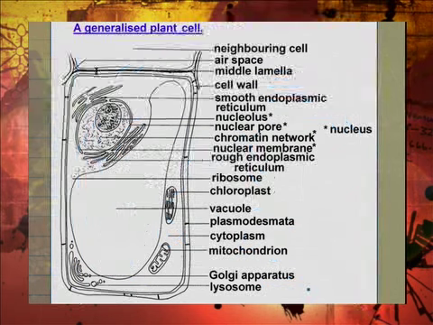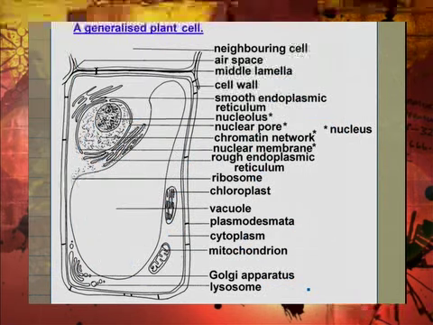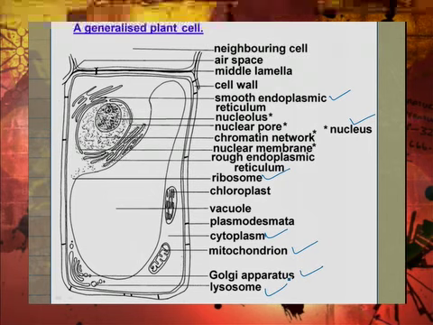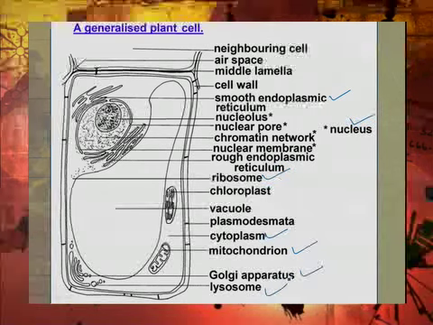If we have a look at the plant cell, we'll see that lots of the things are in common. There we have endoplasmic reticulum, we have a nucleus, ribosome, cytoplasm, mitochondrion, Golgi apparatus, lysosome. All of those things are identical to those in an animal cell.